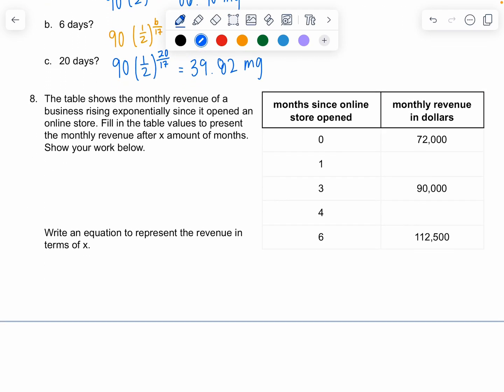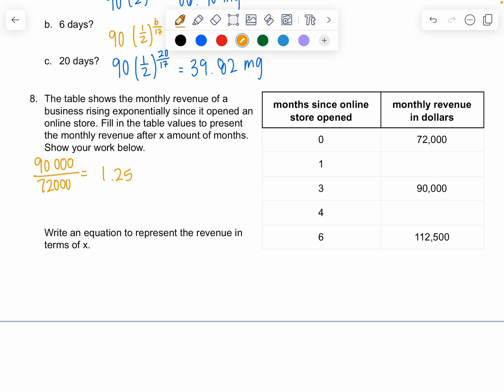And last question with number 8, filling in the table. This represents monthly revenue of a business rising exponentially since it opened an online store. Filling in the table to represent the monthly revenue, and we have some missing spaces. So this is kind of like what was before. We'll take those numbers that we do know and divide them to find that gap. So 90,000 divided by 72,000 is 1.25.